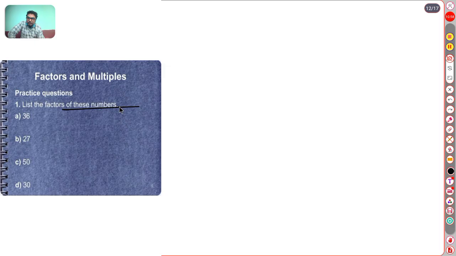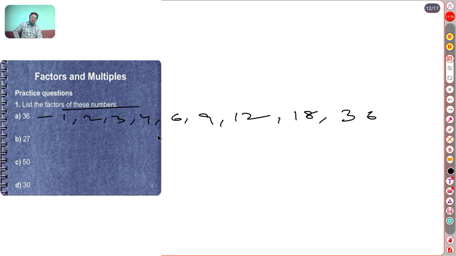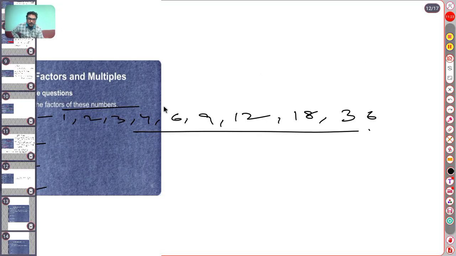Now here are some questions given. We have to solve the questions. The factors of 36 are 1, 2, 3, 4, 6, 9, 12, 18, 36, because we can divide 36 by all these numbers. In the same way we can find the factors of 27, 50 and 30.